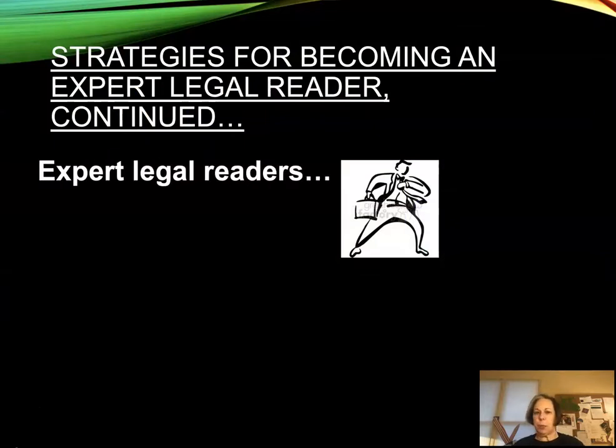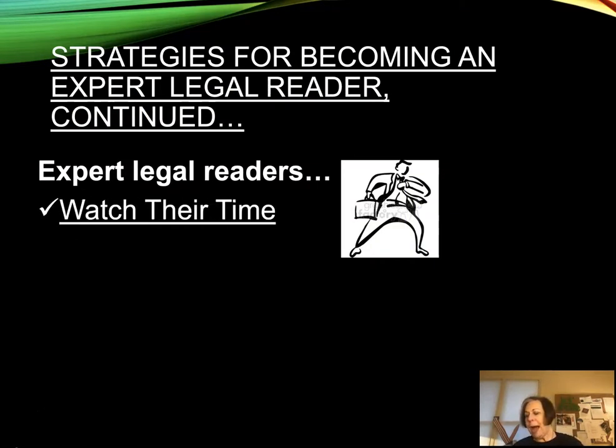Strategies for becoming an expert legal reader. Well, one thing is watch your time. Given the pressure of constant reading in your workload, it is easy to see there's no room for falling behind. And that means that you need to stay current. It doesn't mean that you default to secondary sources instead of reading your cases. For one thing, you'll never learn to read cases that way. For another, you're not going to be a successful law student. Your GPA will suffer. If you do fall behind, you need to talk about a catch-up strategy. I'm available to talk about how to manage your time better, how to schedule your study.